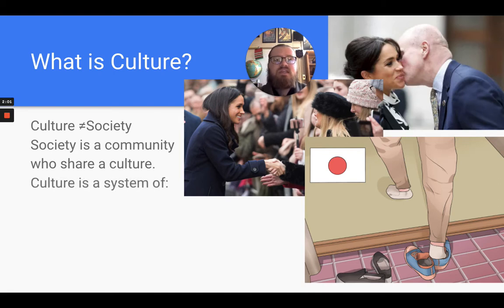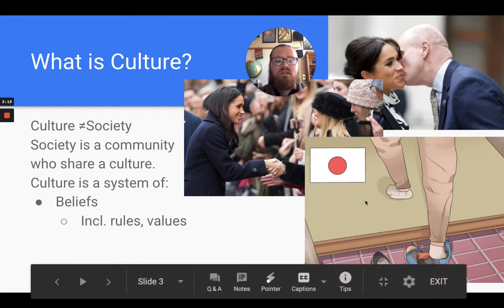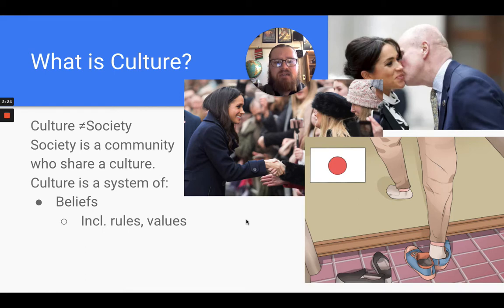Well, culture is a system. Right? It's a collection of things that work together, that interact together. And one of the two major categories of things within that system is a set of beliefs. Right? This can include things like rules and values. So for example, we have in the lower right-hand corner an example of a rule in Japan, right? A belief in Japan. When you enter someone's home, you should remove your shoes.